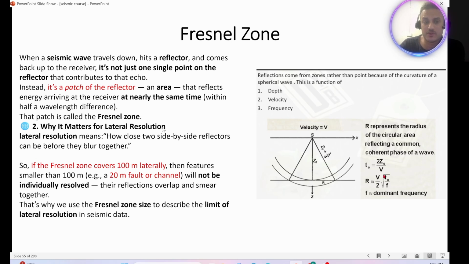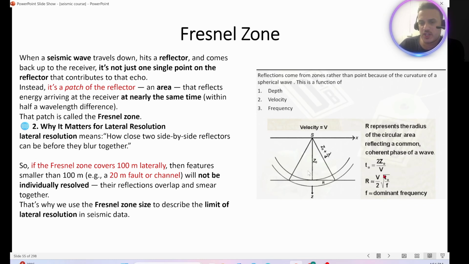Why is lateral resolution important? As we said, lateral resolution is how close two side-by-side reflectors can be before they blur together, that means before they overlap. So for example, if the Fresnel zone covers 100 meters laterally, then features smaller than 100 meters will not be individually resolved. That's why we use the Fresnel zone size to determine the limit of the lateral resolution in seismic data.